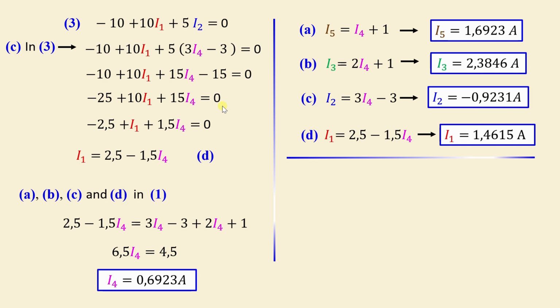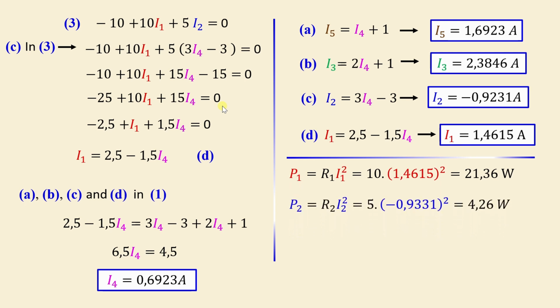After we finish calculating the current through each resistor, now we can calculate the dissipated power in each resistor. Let's start first with the dissipated power in the resistor R1. P1 is equal to R1 multiplied by I1 squared. We obtain 21.36 watt.